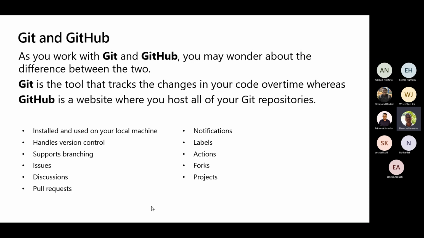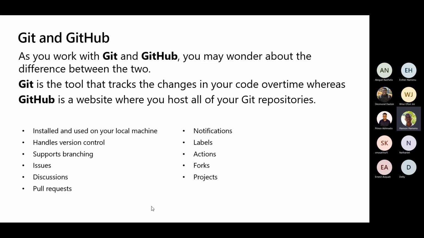So Git is a tool that tracks the changes in your code over time, whereas GitHub is a website where you host all your Git repositories. In this platform, we need to install Git on your local machine. You also need to handle version controls. You support branching, as I said earlier on. Also, you can raise issues concerning your code.